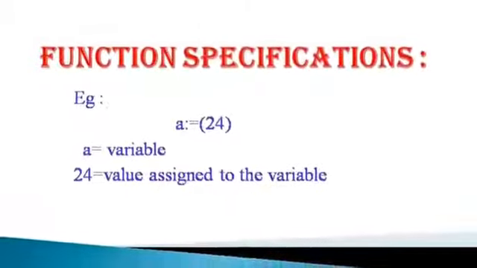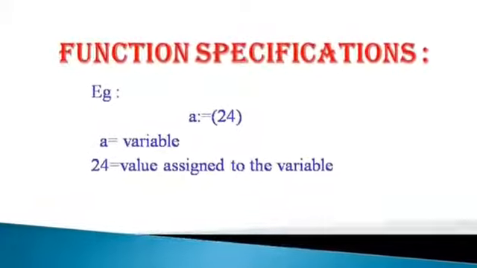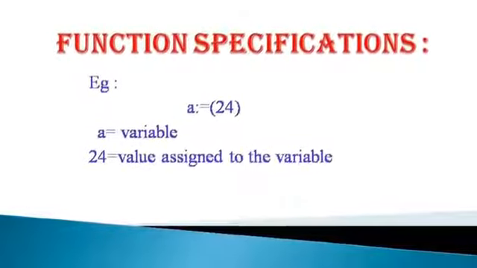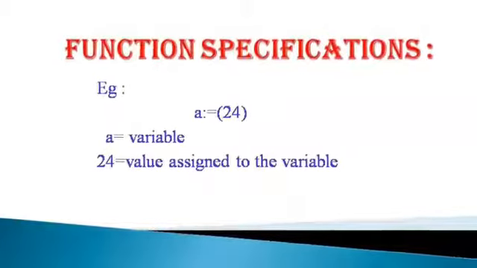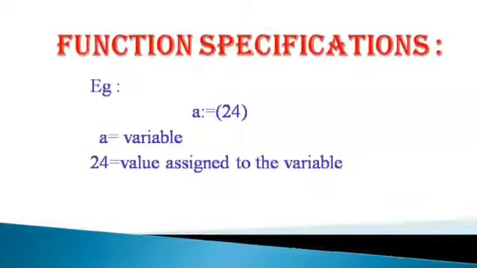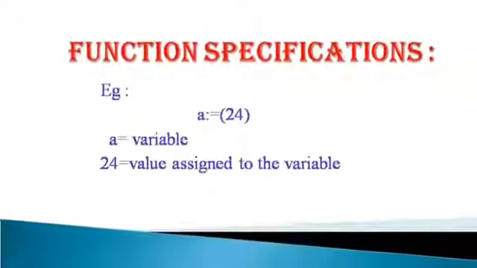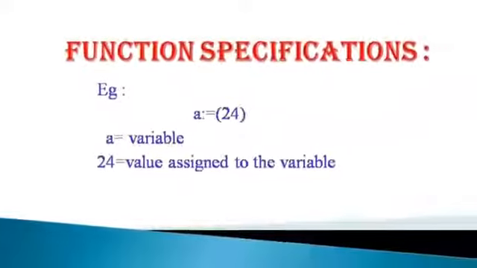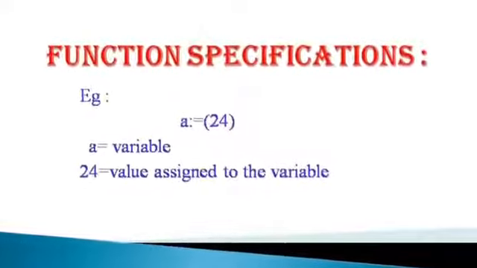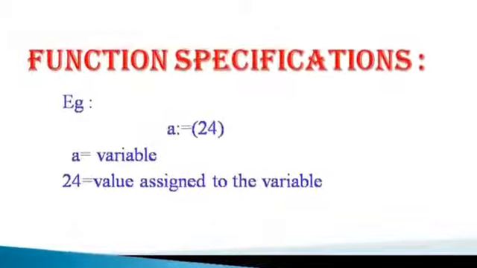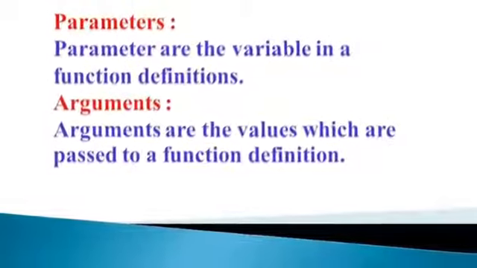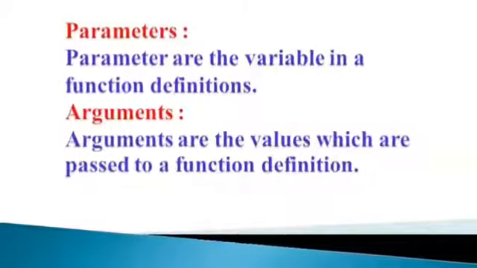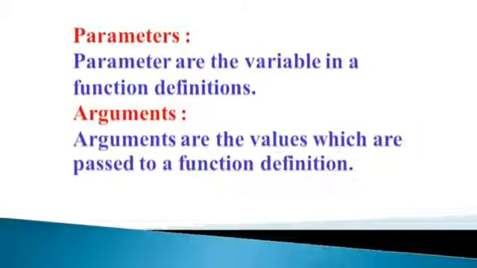Now we will see how to use a function. Functions have to be defined with a name and arguments. See this example in specification: A is equal to 24. Here A is the variable. Variables are called parameters. Values assigned to the variable are called arguments. So, parameters are the variables in the function definition. Arguments are the values passed to the definition.